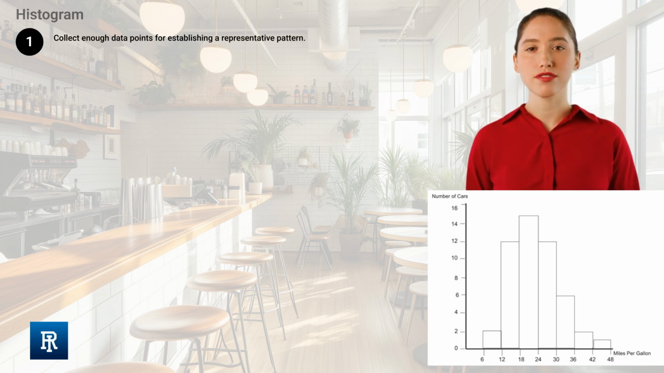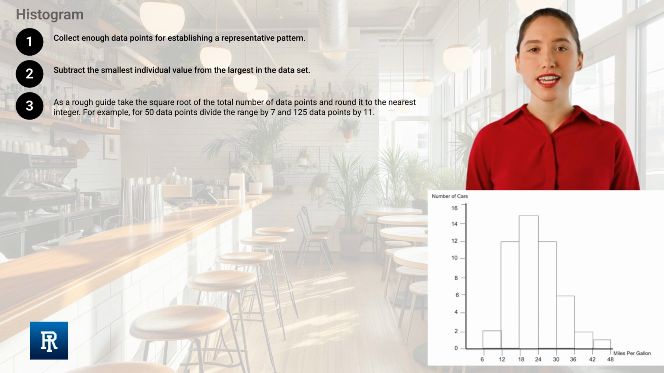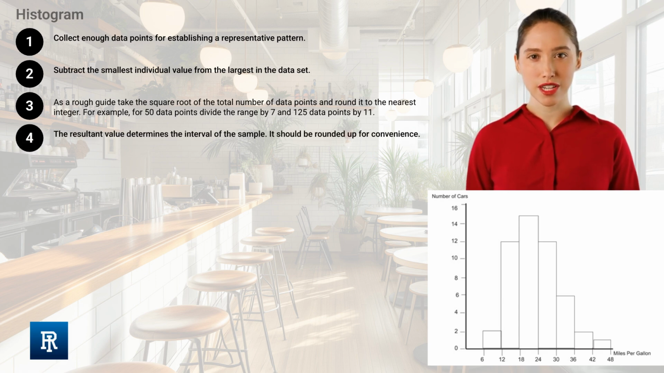Collect enough data points for establishing a representative pattern. Subtract the smallest individual value from the largest in the dataset. As a rough guide, take the square root of the total number of data points and round it to the nearest integer. For example, for 50 data points, divide the range by 7 and 125 data points by 11. The resultant value determines the interval of the sample. It should be rounded up for convenience.